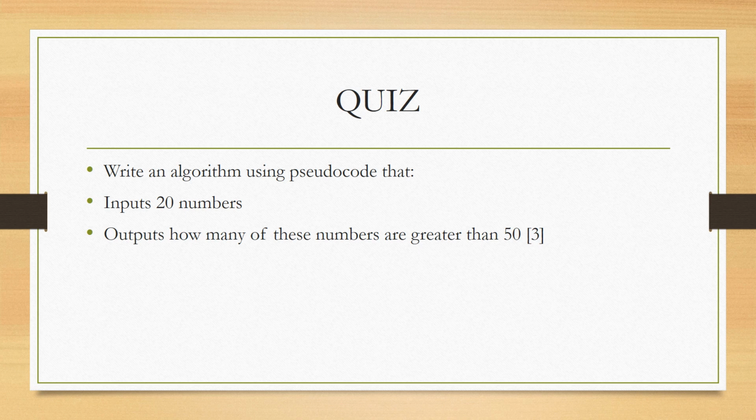Write an algorithm using pseudocode that inputs 20 numbers and outputs how many of these numbers are greater than 50. It's very simple. First, you have to take 20 numbers, and definitely you will be using a loop to take input from the user. And then you have to find out how many of these numbers are greater than 50. So you just have to use one for loop, specify one if condition, and use the count concept.